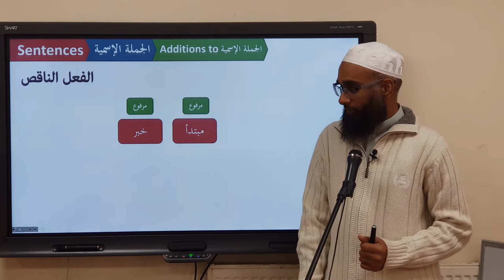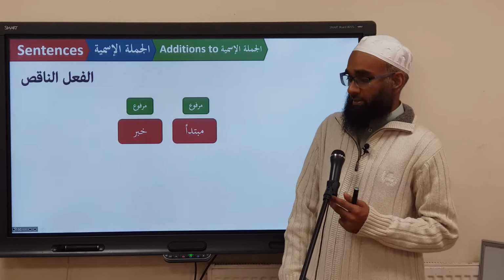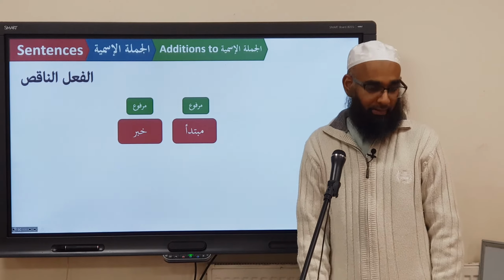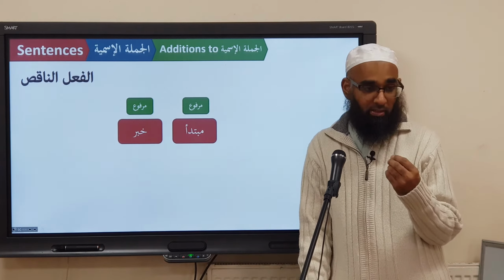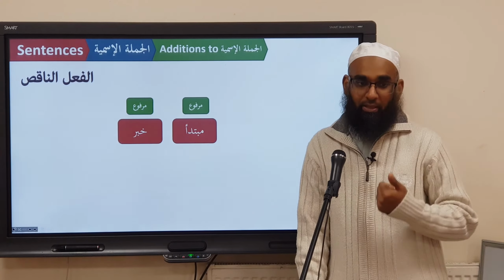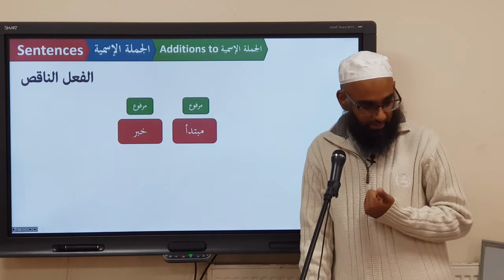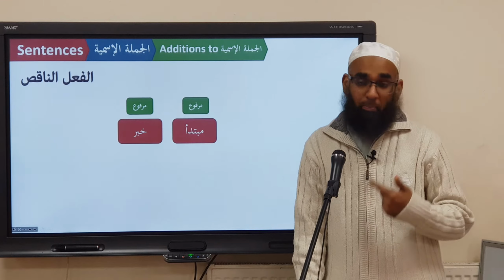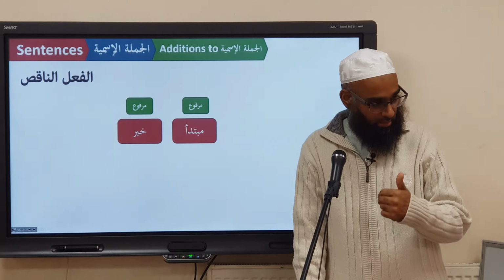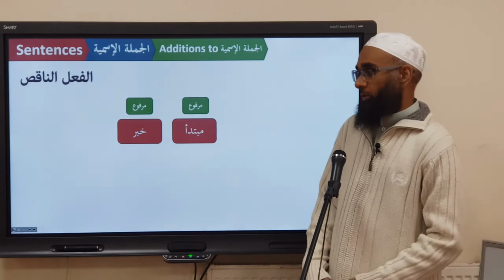So let's say we have this sentence here, right? We have a mubtada and a khabar. Correct? So we said in mubtada and khabar, the characteristics: the mubtada is what? Definite or indefinite? Definite. The khabar is going to be indefinite. In terms of i'rab, both are marfu. And in number and gender, the khabar matches the mubtada. Good.